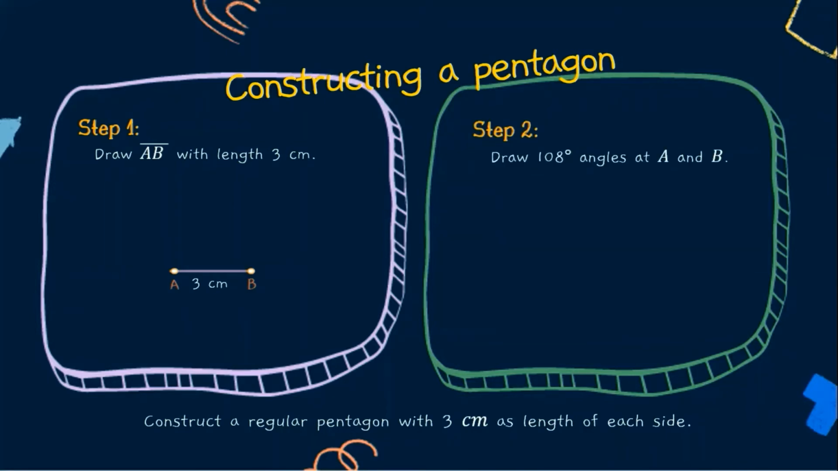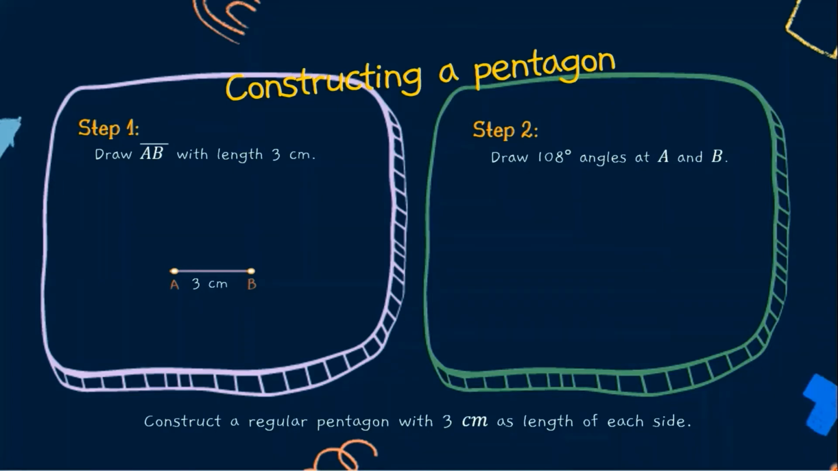For step 2, draw 108 degrees angles at A and B. Pero bakit nga ba 108 degrees ang angle ng ating pentagon? It is because if a pentagon is a regular polygon, it means that all its sides and angles must have equal measurement. Ang angle ng pentagon individually ay 108. Meron siyang 5 angle, 108 multiplied to 5. Ang sum of interior angles of a pentagon ay 540 degrees. We have discussed this sa ating lesson 6 about the interior and exterior angles of a convex polygon.